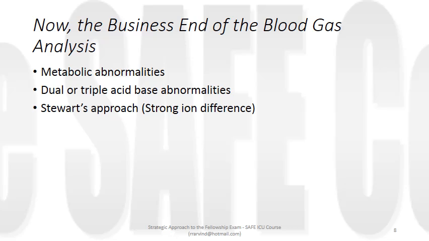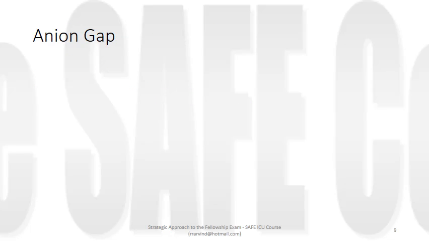And then we'll talk a little bit about the strong ion difference, and about some of the controversies in the approach between the strong ion difference, Stewart's approach, and the conventional Brownstein-Lowry approach. Anion gap. Okay, now this is vital in the Brownstein-Lowry approach. This is absolutely vital.